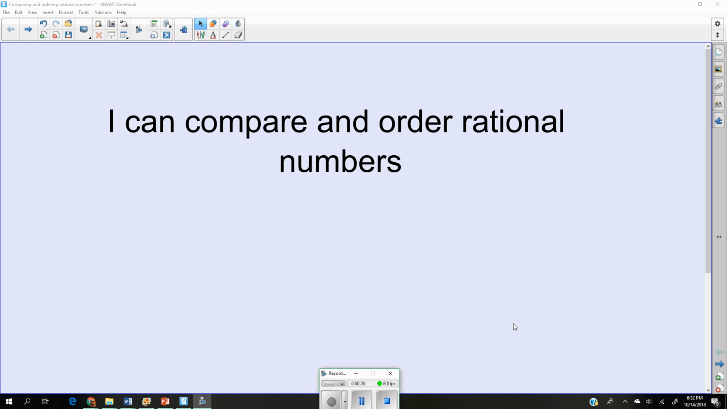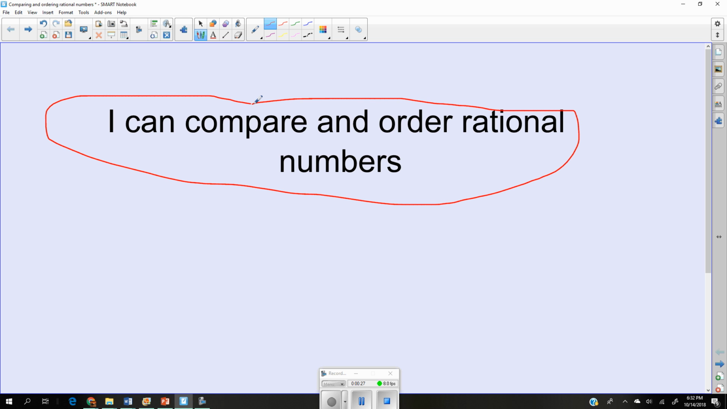All right, so in this lesson, we are going to compare and order rational numbers. Now, in the last lesson you learned how to convert fractions, decimals, and percents, so you need that information to be able to do this.